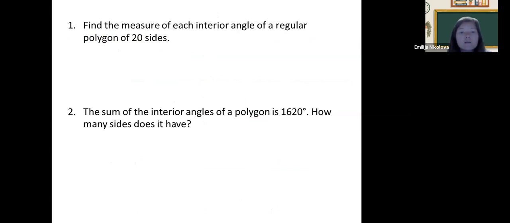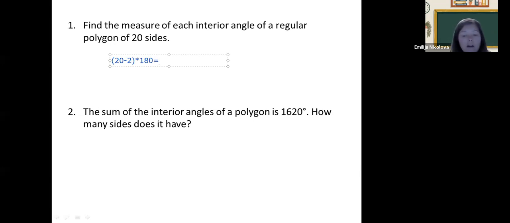Now we'll have one exercise that we need to solve. It says, find the measure of each interior angle of a regular polygon with 20 sides. So we have a polygon of 20 sides. We cannot write it down, so we can use the formula in order to find the sum of the angles. And then it says interior, and it's a regular polygon. That means that all the angles are the same. So first, we need to find the sum of all the angles inside the polygon. If there are 20 sides, we can use the formula, so it will be 20 minus 2 times 180.